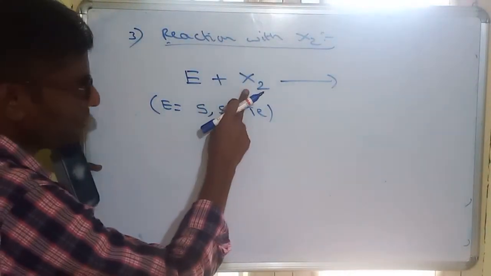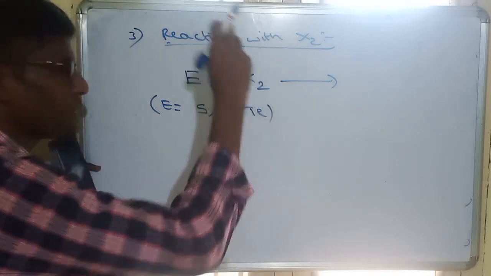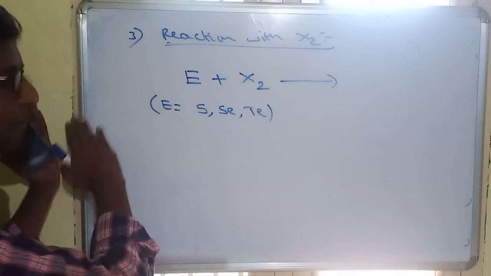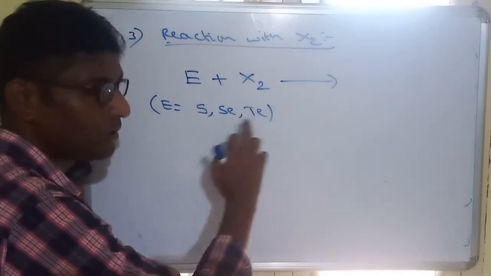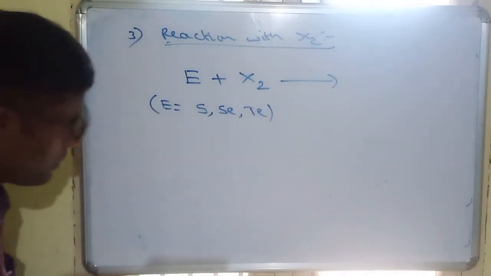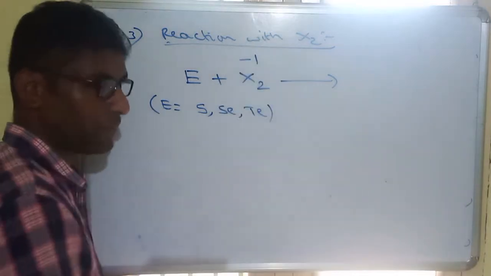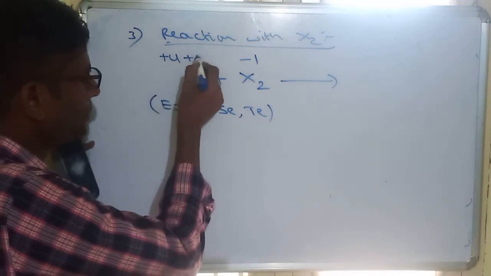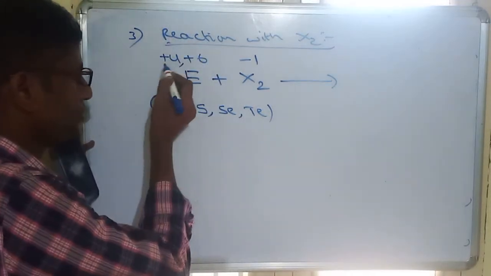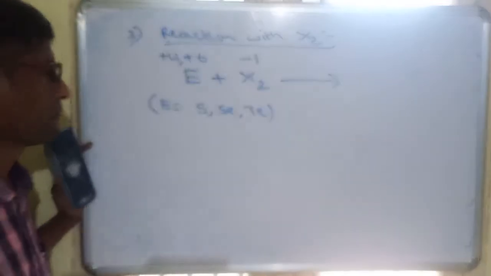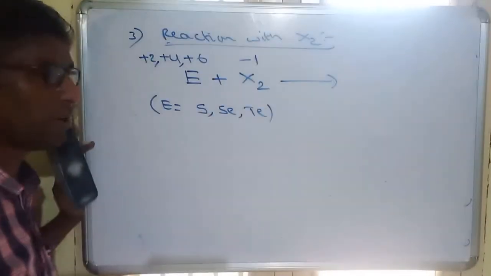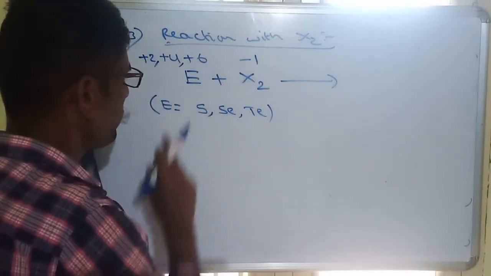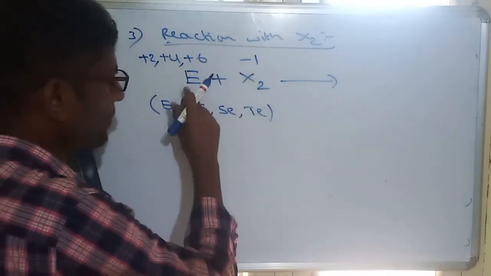See this, among these two, halogen will be more electronegative because we are not taking oxygen. So except oxygen, all the remaining elements are less electronegative than the halogen. That's why halogen will form -1, whereas the elements will form +4, +6. Mostly +4, +6 they will form. Sometimes +2 also they will show. If it is +2, then 2 will come here, 1 will come here.